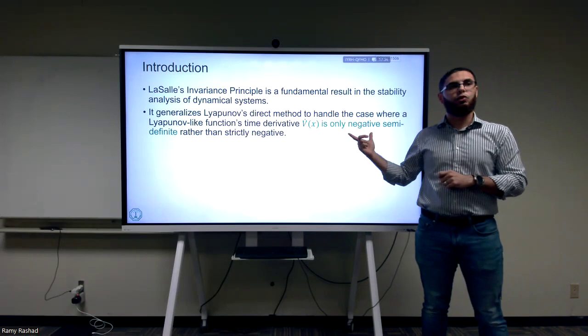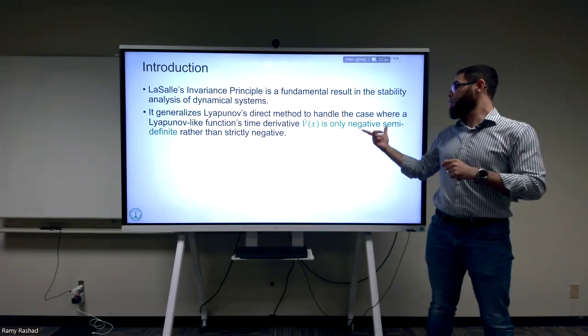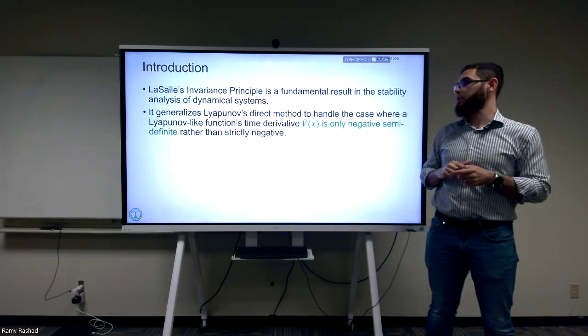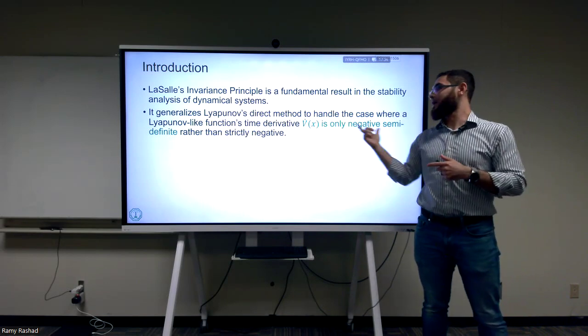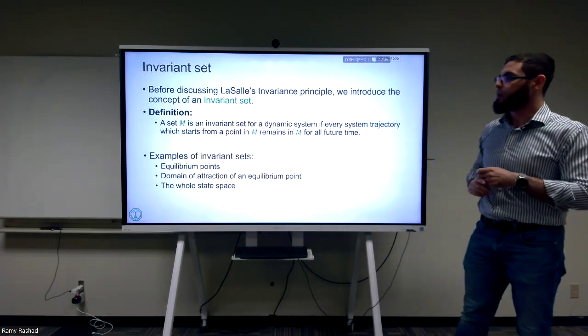And it will allow you to conclude asymptotic stability, and sometimes even global asymptotic stability, if you only have V dot to be only negative semi-definite. So this is a very powerful result. And this is usually what we get in practice, and usually what we're going to be getting if V is actually a mechanical energy, as we saw earlier.